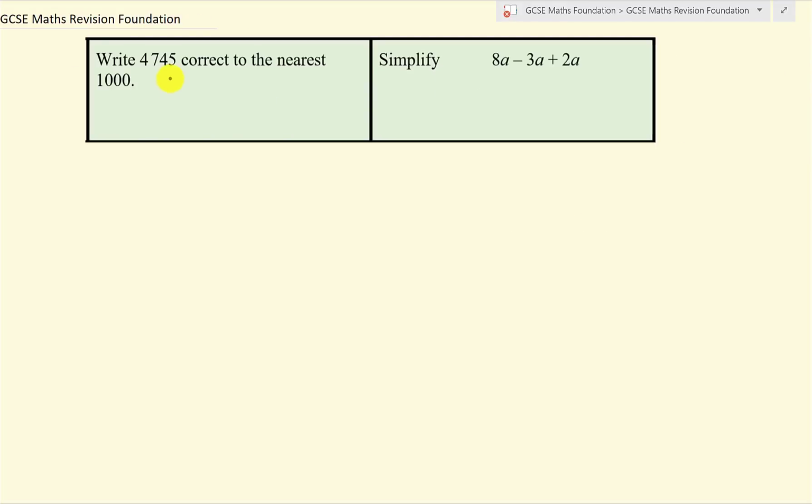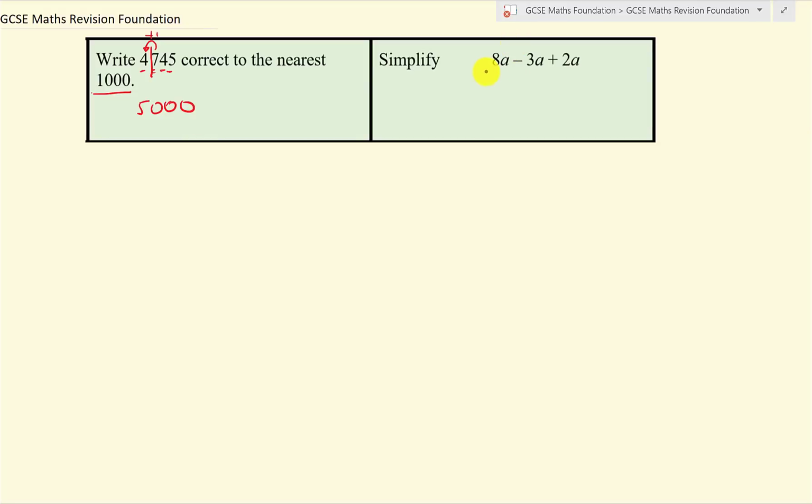Write 4,745 to the nearest 1,000. So we know we have units, tens, hundreds and thousands. We need to round it to the nearest 1,000. So let's draw the line after the 4, which is our 1,000 digit. Look at the number after the line. It is 5 or over, so we need to add 1 to 4. So that makes the number 5, and the rest of the numbers become 0, so we round it to 5,000.